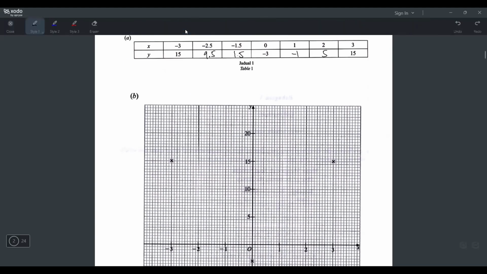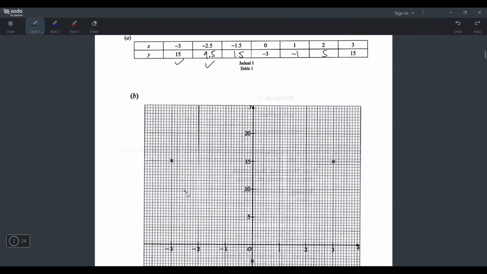Okay, so sekarang kita kena plot. -3, 15, they already plot for us. So that's good. Next one, -2.5, 9.5, I plot myself. Okay, -2.5 dekat mana? Okay, sini -2, sini -3. So middle is -2.5. And then kena naik sampai 9.5. Okay, 9.5 is 10. Wait, 1, 2, 3, 4. Yeah, is 10. Turun berapa kotak?